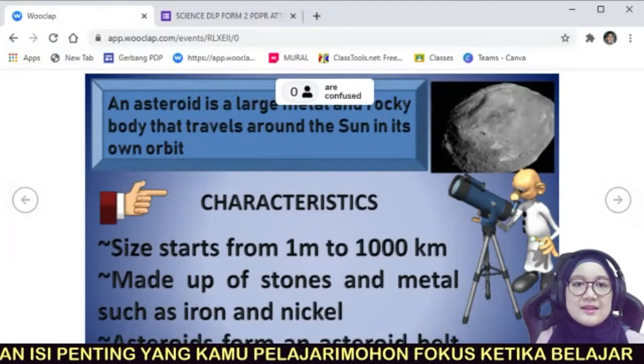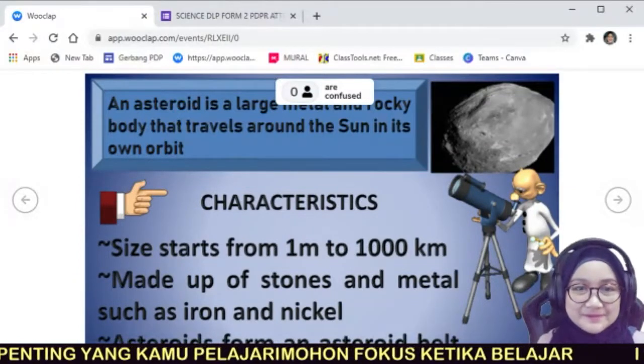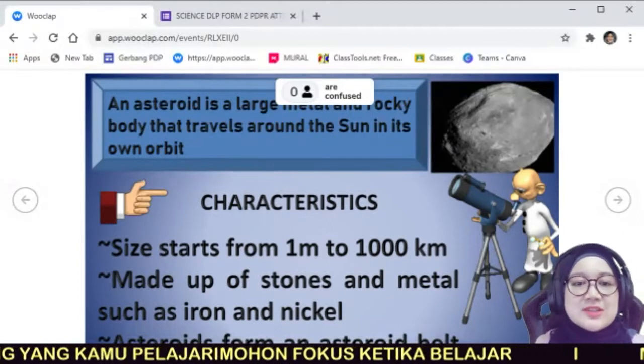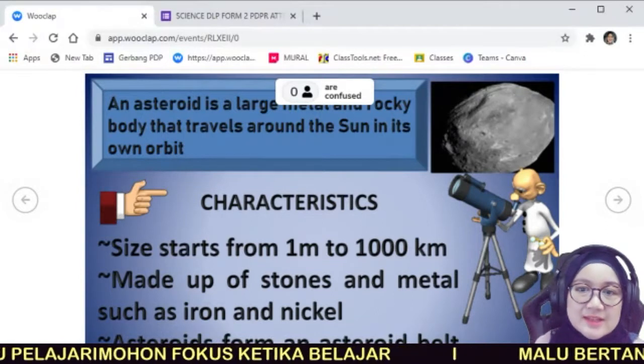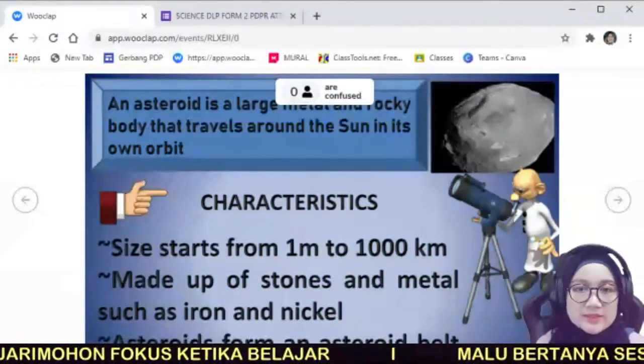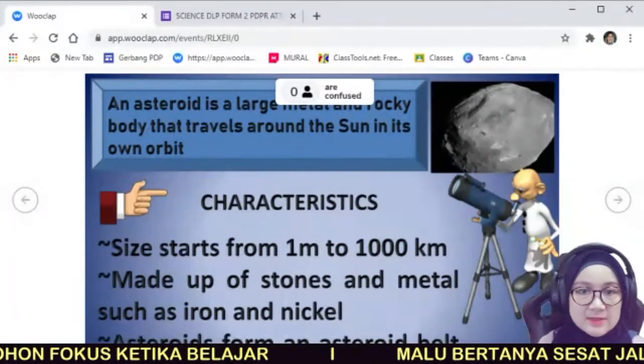Wait, keep calm, Malvinda. Let me finish discussing this first. Okay, teacher. An asteroid is a large metal and rocky body that travels around the sun in its own orbit.